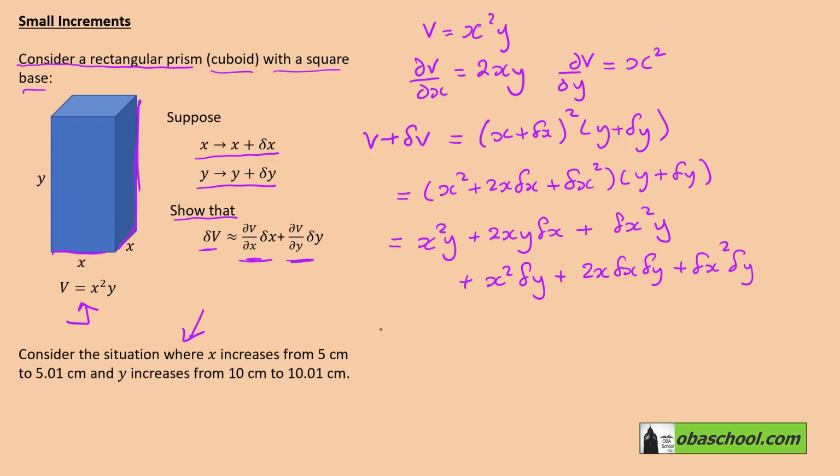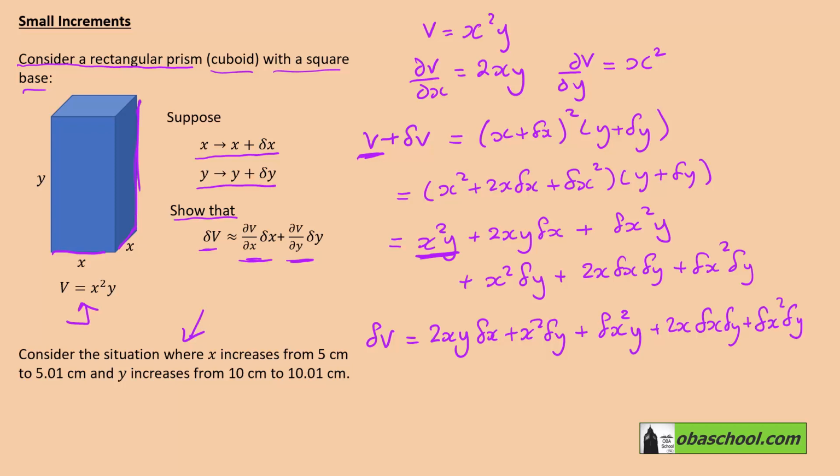That means that delta V, and that means subtracting V from both sides, and on this side that would be V, and on this side that's x squared y. So that's going to be 2xy delta x plus x squared delta y plus delta x squared y plus 2x delta x delta y plus delta x squared delta y.